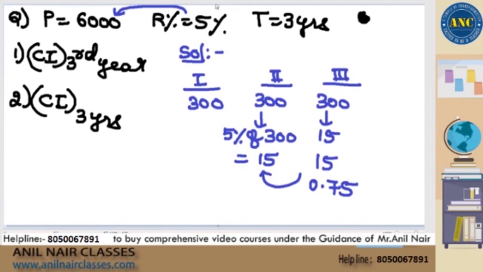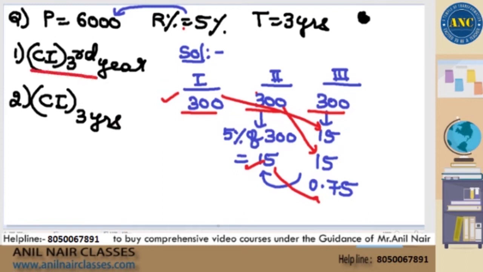Again I am explaining, sir. First year 5% of 6,000 is 300. Second year 300. Third year 300. Second year, in addition to it, I will get previous year interest. 5% of 300 is 15. Right? Third year is nothing but interest on first year, interest on second year, and interest on interest. I hope it is clear.